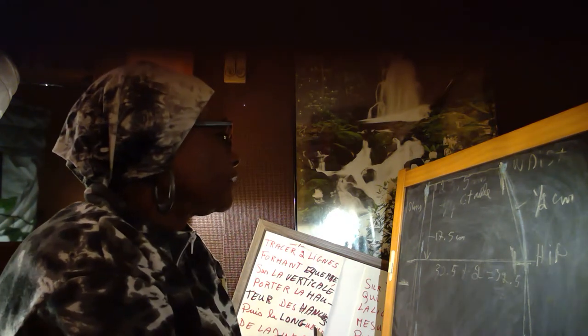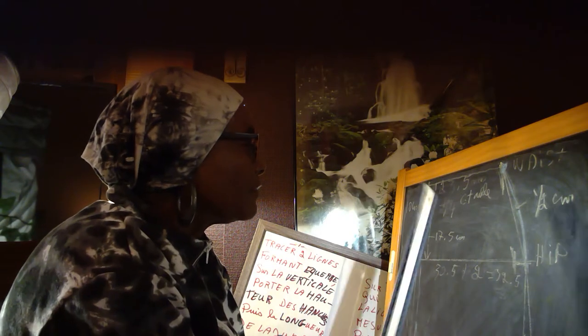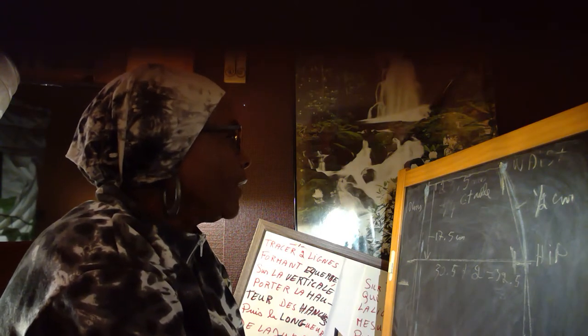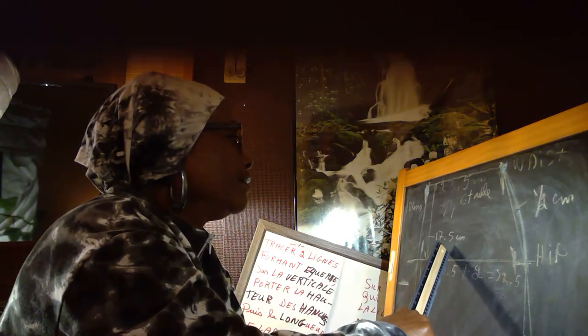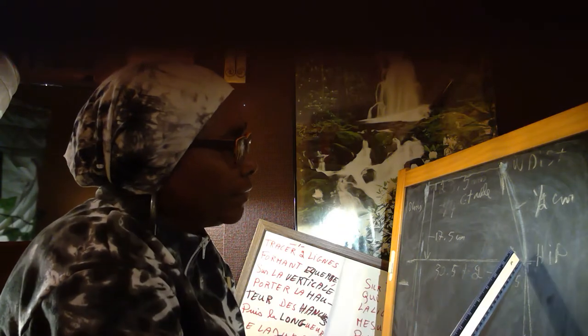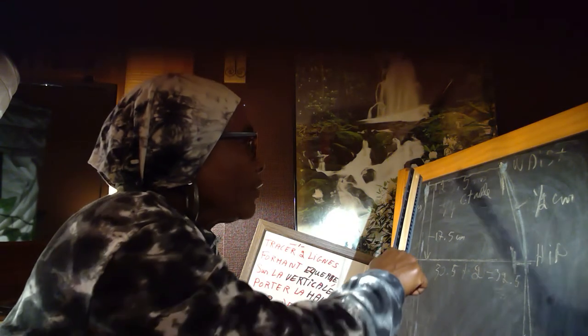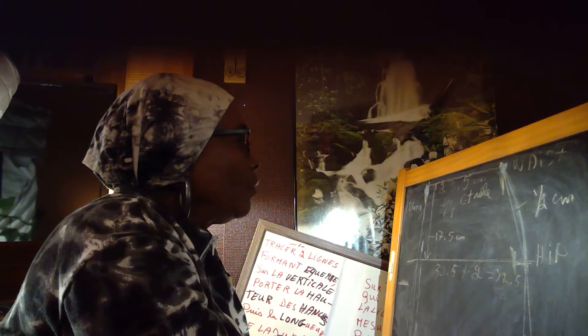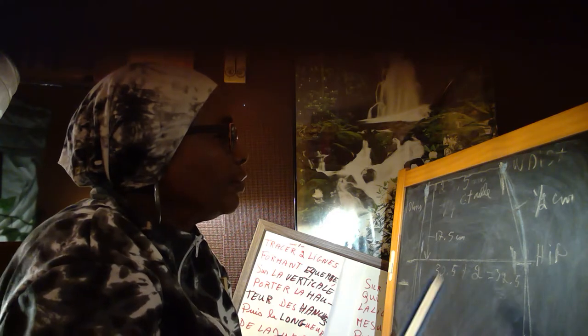But how do you know that line first? You need something else. Even though you take that measurement, there's something missing. You need that height from here to here. You know from here to here, but what about here to here? Where is the line of the hip?